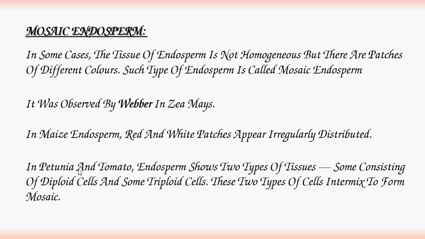In petunia and tomato, endosperm shows two types of tissues. Some tissues consist of diploid cells and some of triploid cells. These two types of cells intermix to form a mosaic. So the examples are already mentioned in the statements: maize, petunia, tomato, and this mosaic endosperm was first observed by Weber.